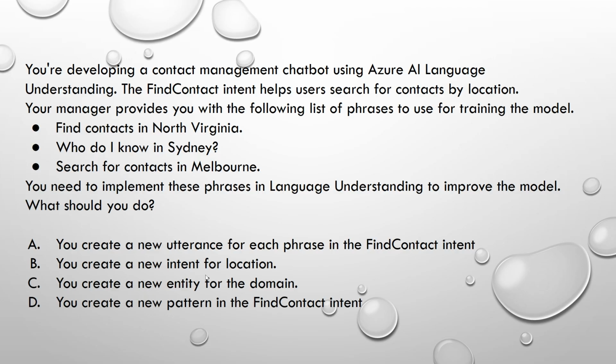Next is you create a new entity for the domain. Again, that doesn't improve the model in this context because we have to train the model with our new phrases, and these phrases have to be added in the FindContact intent. So this option is also incorrect. Then you create a new pattern in the FindContact intent. Again, this option will not serve the purpose in this context. So the correct answer is option A. We have to create a new utterance for each phrase in the FindContact intent, retrain the model and republish the model to improve it.